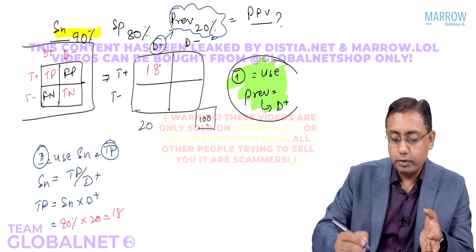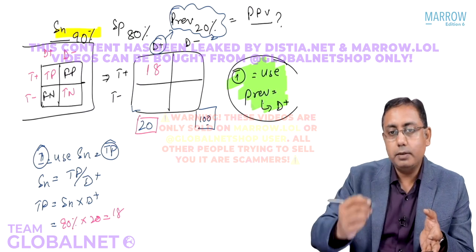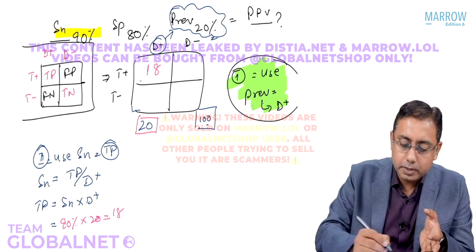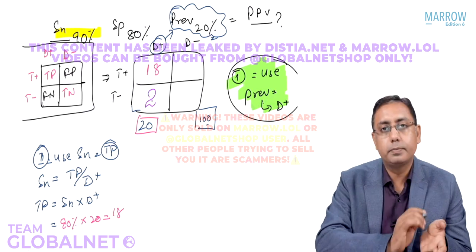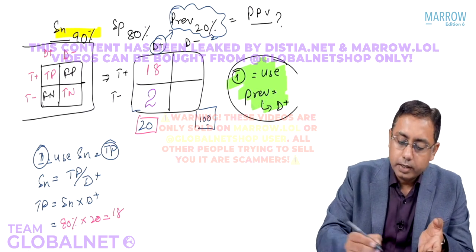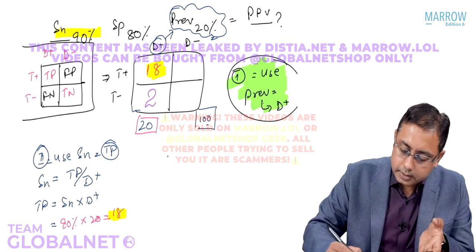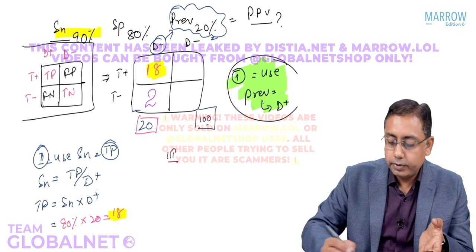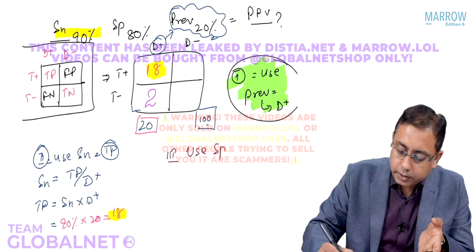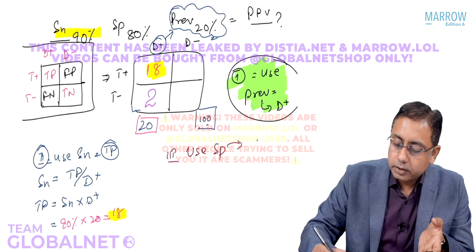So what is remaining? You remember the total is 20. So 20 minus 18 will be how much? You derive this answer as 2. But you calculated what? You calculated this 18. Are we done? Next, step number 3. Step number 3 is use specificity to find out the true negatives.